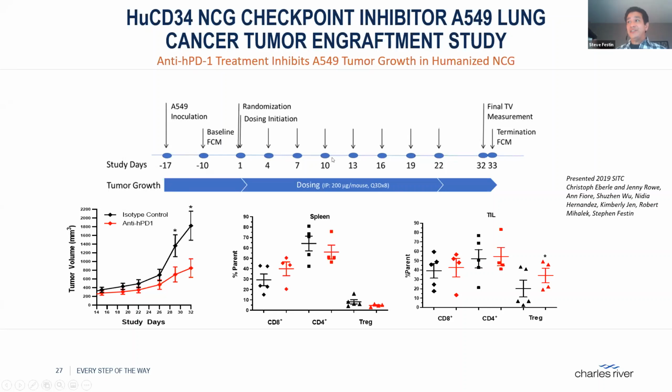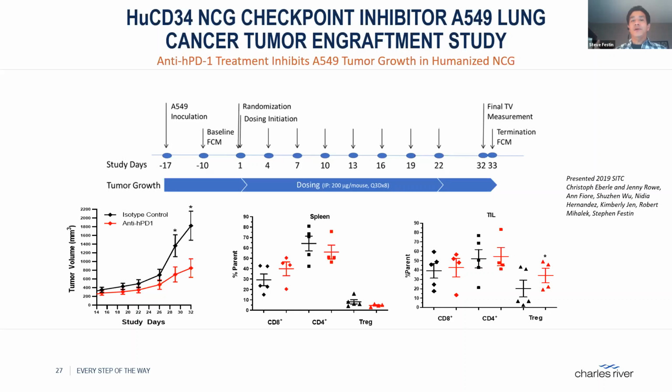They were presented last year at the Society for Immunotherapy of Cancer in 2019. It's a collaboration between the Research Models and Services group and our discovery group in Worcester. They conduct our flow analyses, but also can set up these studies. These are all focused on checkpoint inhibitors, which is typically the highest demand that we have as far as clients are concerned.